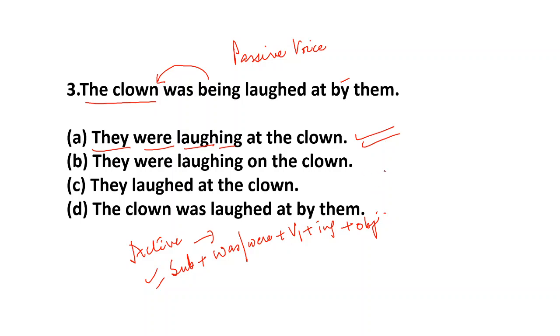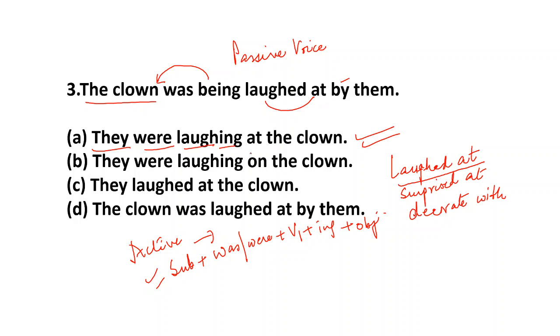Now let me tell you that some verbs, laughed, then you have surprised. Now remember, learners, you must remember these words. Then decorate. There are many such verbs. With these verbs, there will always be this preposition: at, decorate with. So when these verbs are used, then it is necessary. They were laughing at the clown. Here also you see, laughed at by them. This is very necessary. So you have to put here, they were laughing at the clown.